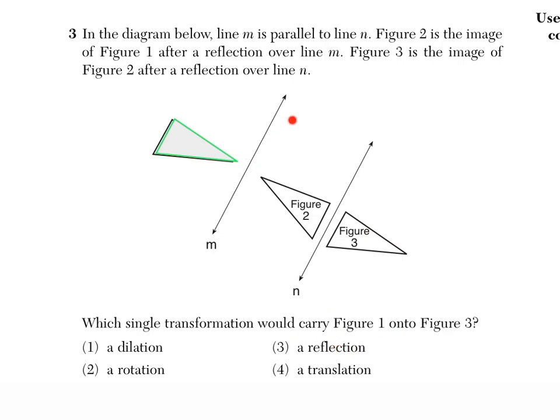A reflection, nope. But what I do know is that a translation would work because I noticed that 1 and 3 have the same orientation. They're just in different locations, so it's just shifting from here to here. And the correct answer is, of course, option 4, translation.